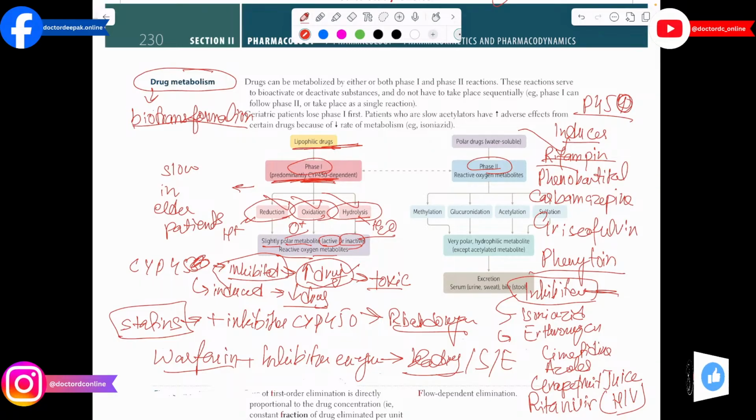The second is phase 2, in which the polar drugs or water-soluble metabolites from phase 1 are converted into very polar hydrophilic metabolites and excreted in urine, sweat, and stool. Phase 2 includes glucuronidation, acetylation, sulfation, and methylation. For example, it will add a methyl group, glucuronide group, acetyl group, or sulfate group to make the drug more hydrophilic and more polar.